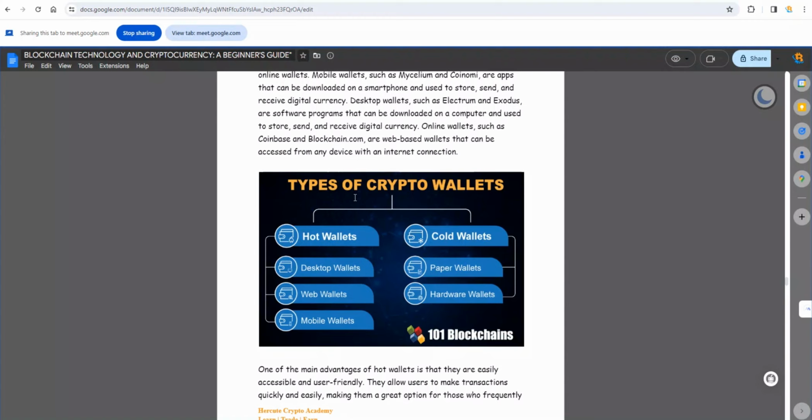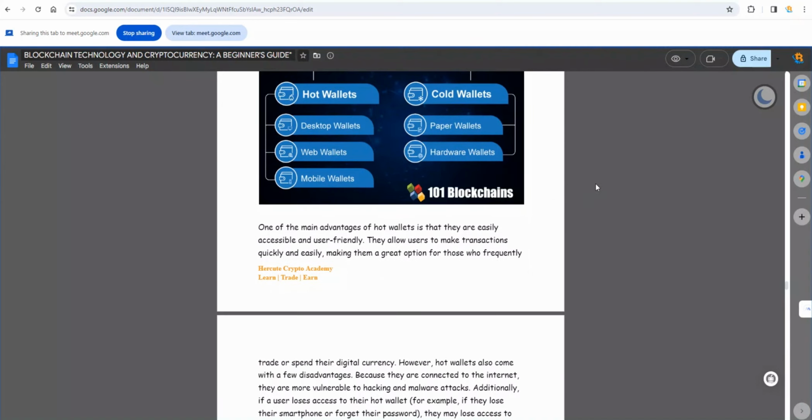And you can see here we have types of crypto wallets. We have hot and cold. Desktop wallets, web wallets, and mobile wallets are all hot wallets. Then we have cold wallets, and these are paper wallets and hardware wallets, and we're going to look at them in detail in the next few minutes.